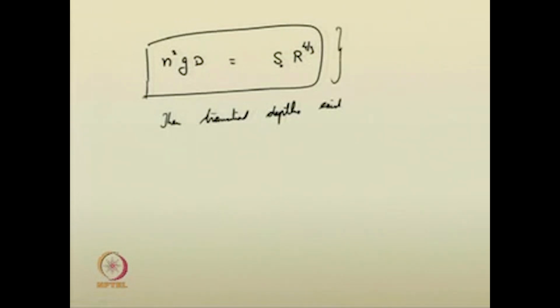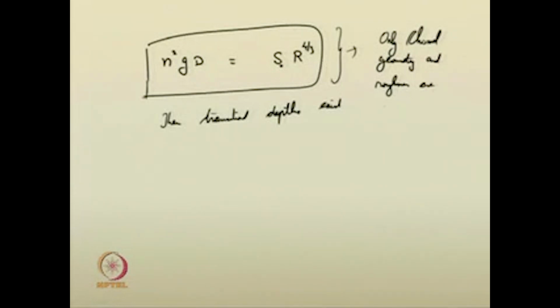Now, what do you infer from this relationship? Only channel geometry and roughness is playing a role for computing the transitional depth for the given slope. Only you can see that only the channel geometry and roughness are coming into picture.